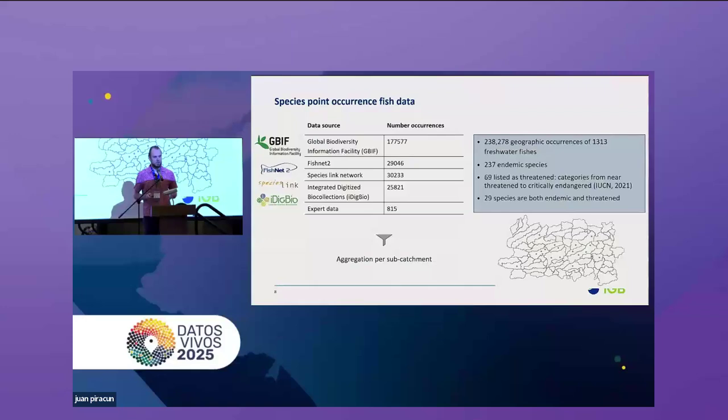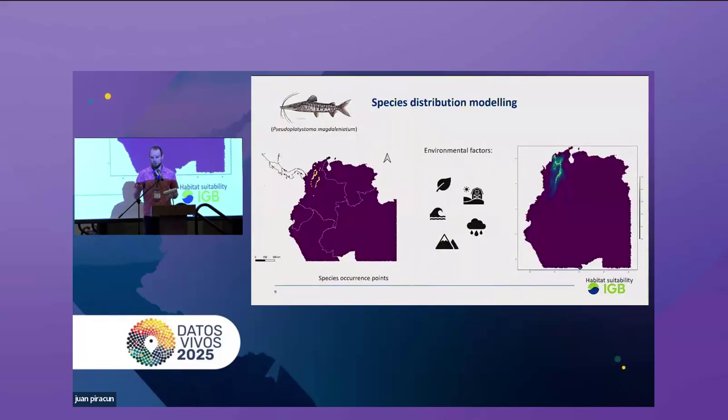And in the end, I had over 200,000 species point locations, 237 endemic species, 69 were threatened by a type of IUCN threat category, and 29 were both endemic and threatened. And this was then my input for species distribution modeling.